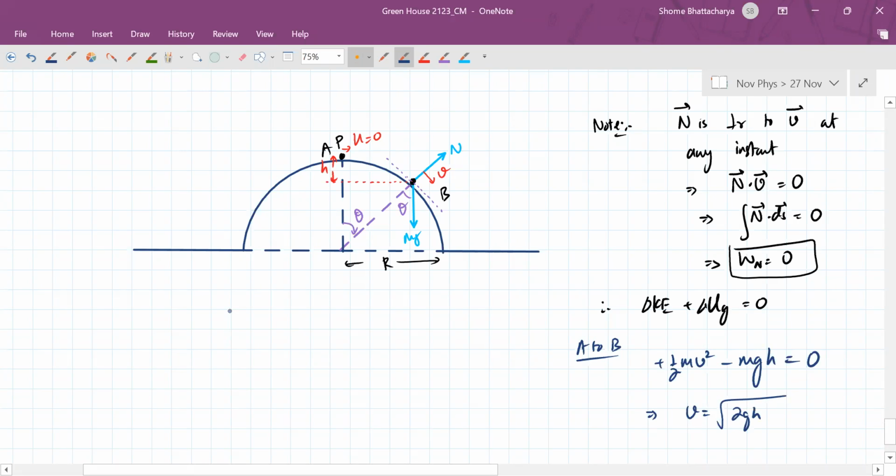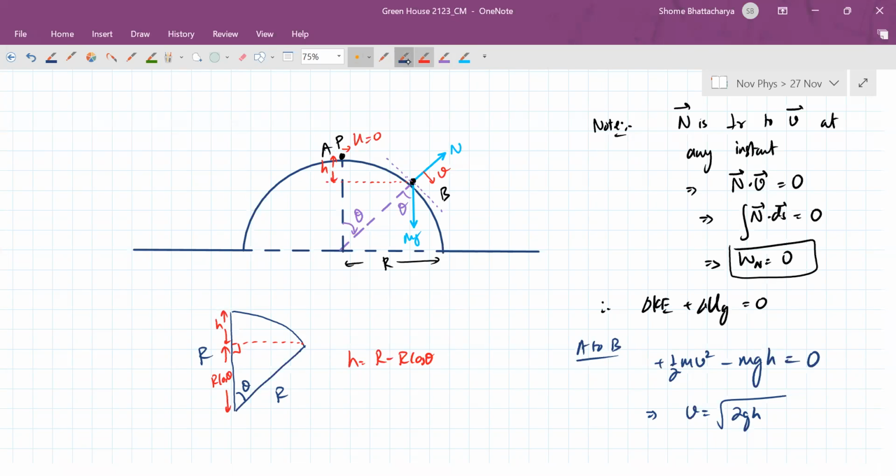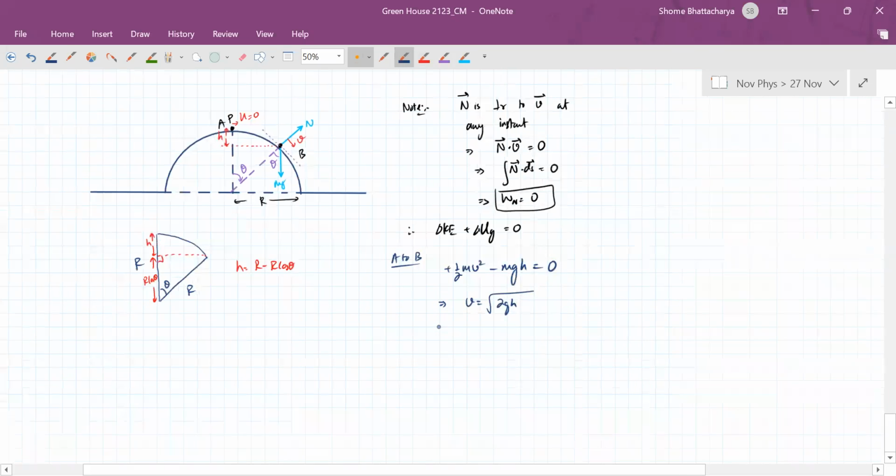Now you can see that you can incorporate trigonometry here. So this is a circular arc. When you drop this perpendicular here, this is r cos theta, and this is h. So that's how we get the speed as a function of theta.